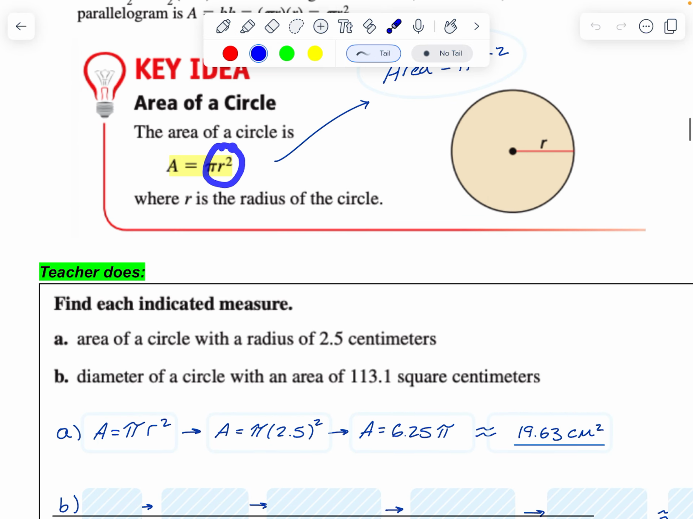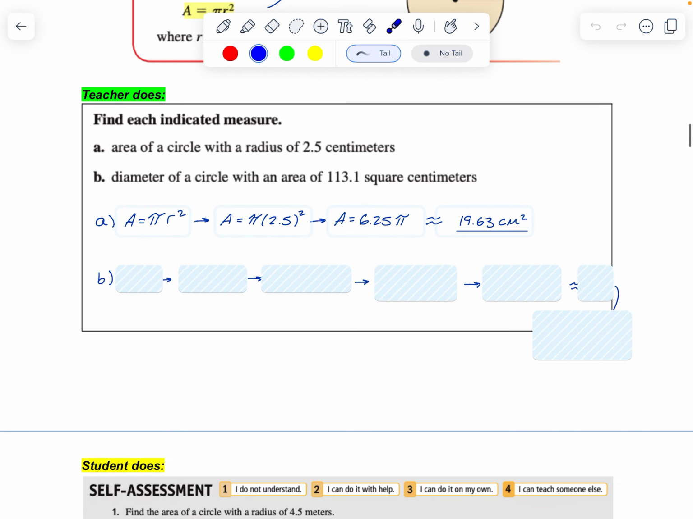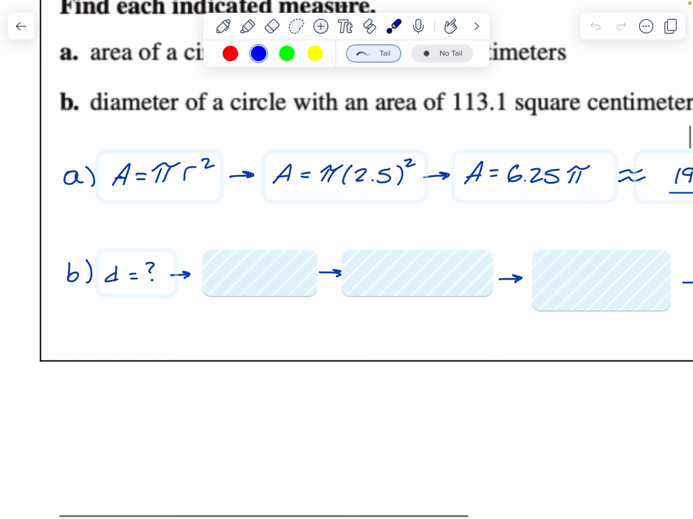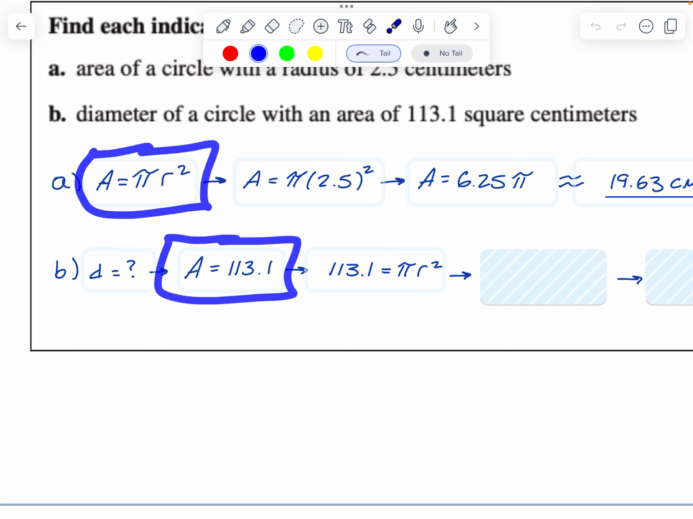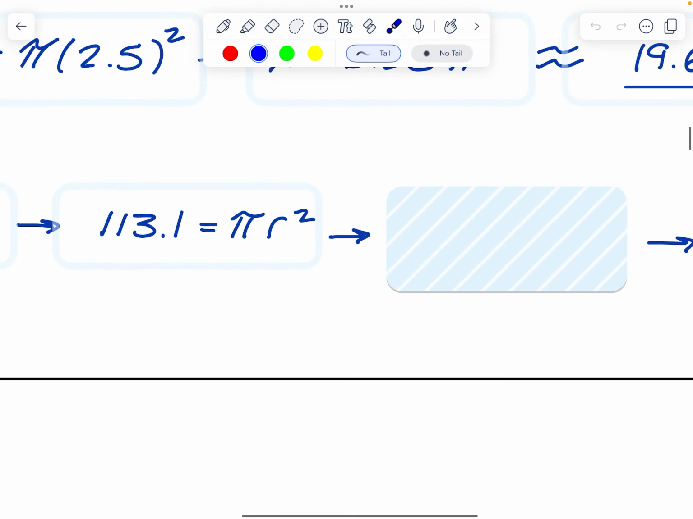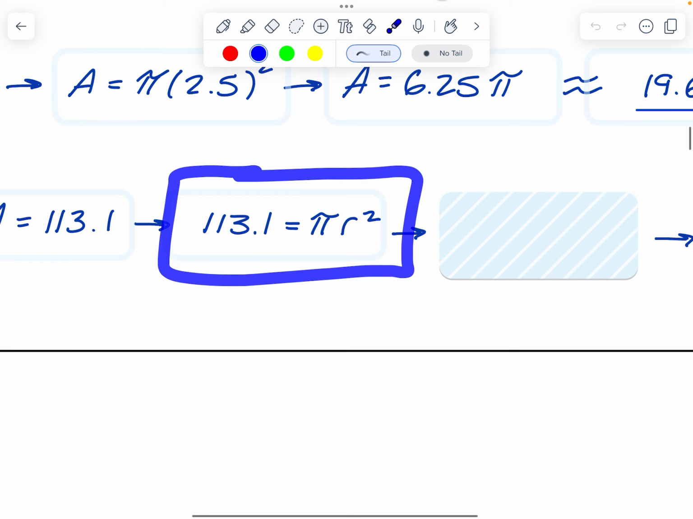Instead, what can we find? Well, we can find the radius, and then we know the relationship between the radius and the diameter. So I do exactly that, looking for my diameter, but I know that the area is 113.1 and that my area is pi r squared. So 113.1 is equal to pi r squared.